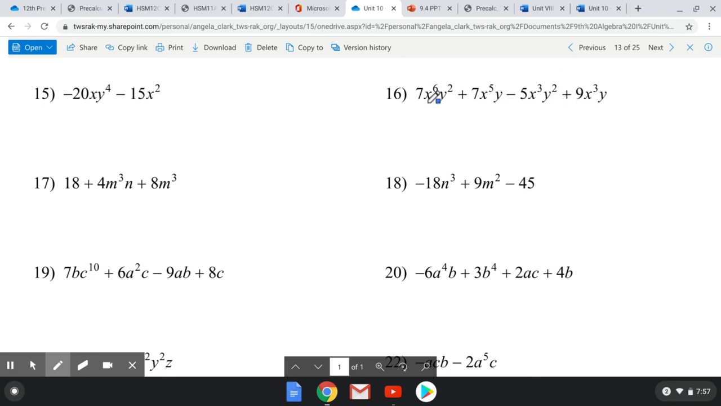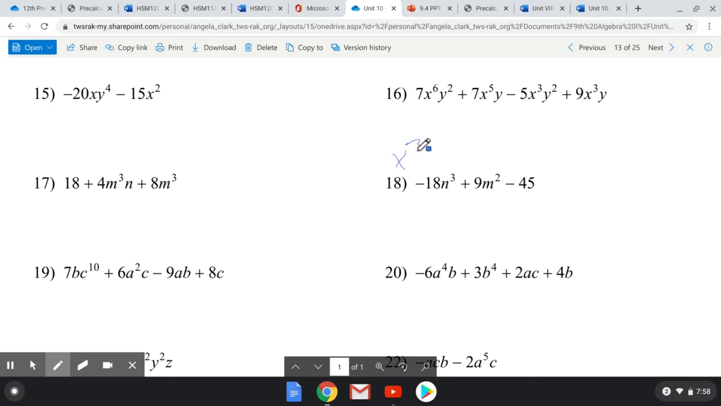So let's look at our variables. They all have x's, okay? So I'm going to have an x that I'm factoring out, but I'm going to figure out what power it needs to be. So I have an x to the third, x to the third, x to the fifth, x to the sixth. So the smallest power that I have is 3, right? So I'm going to have an x to the third here.